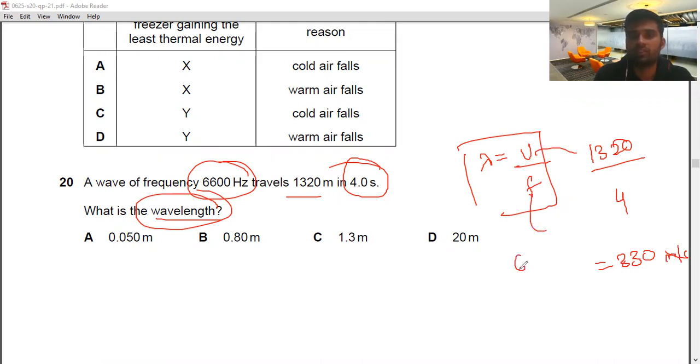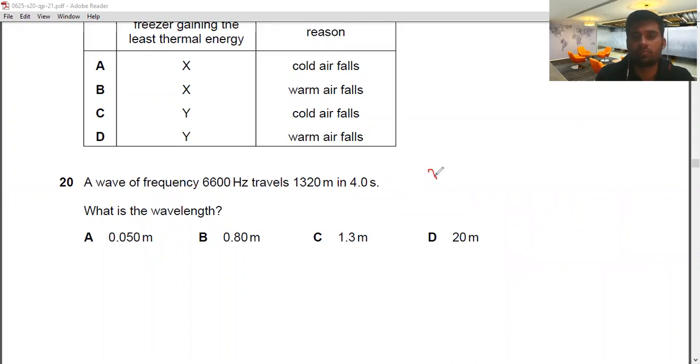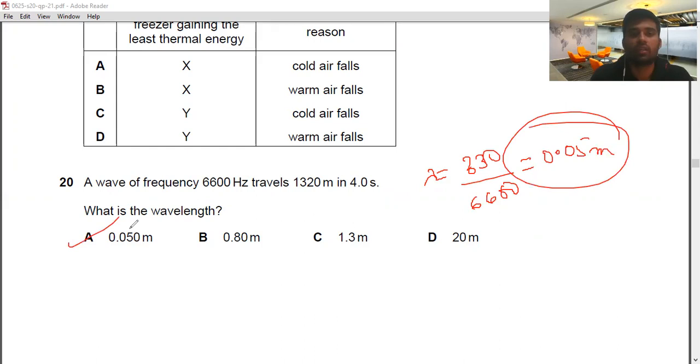Now the frequency here is given as 6600. We can just divide them. So lambda will be equal to 330 divided by 6600. So that is 0.05 meters. So A will be the correct option.